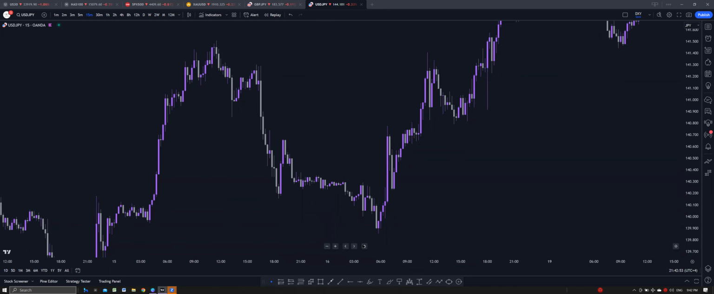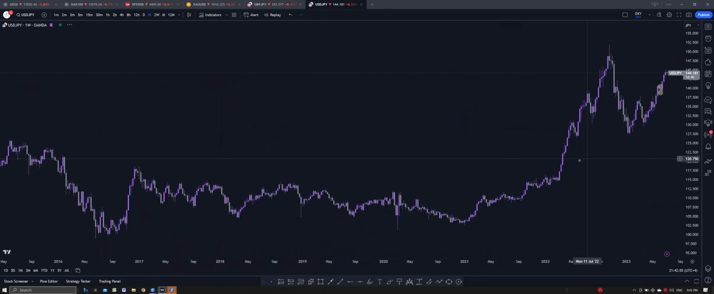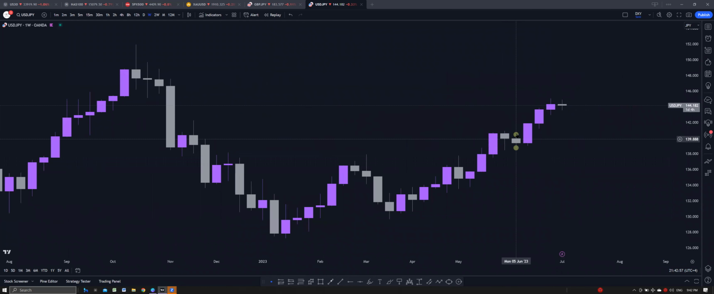Me personally, I like to use it as a confluence. I want to see when I'm analyzing the chart, if the high actually broke, I'll be like, okay, that's interesting to see. Something I'll keep an eye on.